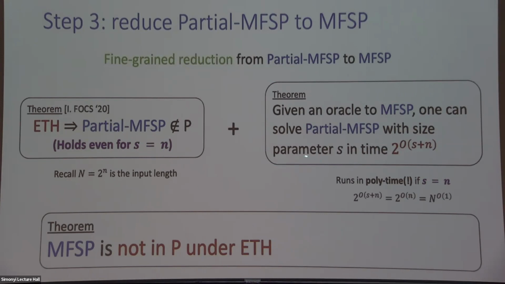But that doesn't really work. But it turns out, you don't need to give a polynomial time reduction between the two things. You can get away with an exponential time reduction as long as it plays nicely with the size parameter s. And it turns out you actually can do that. Great. And then you combine these two results and you get this.